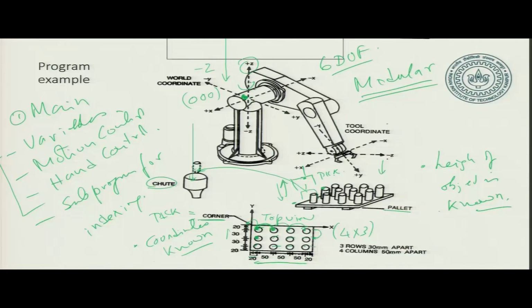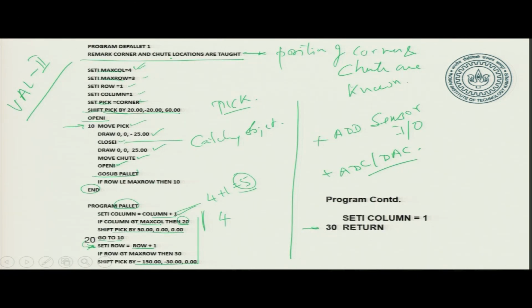Now, very briefly, where are the 6 degrees of freedom? There is 1 here, 2, 3 is here, and 4, 5, 6 are at the wrist. So, it is a 6 degree of freedom Puma robot, and this is a part of the lab. We will be looking at the lab also when we go to the lab. Okay, so now let us move on.